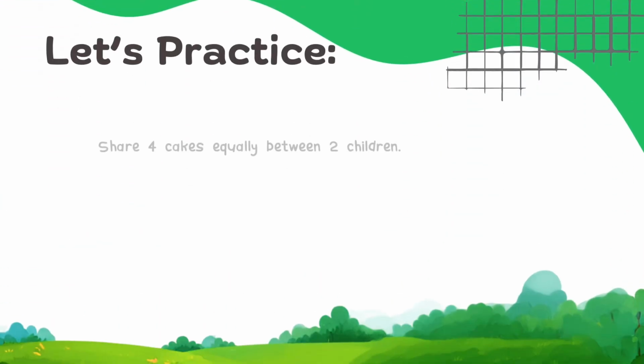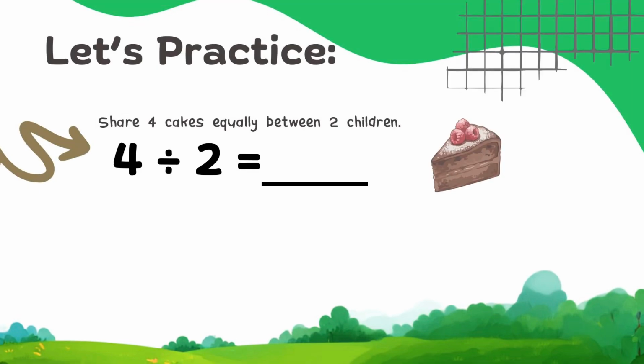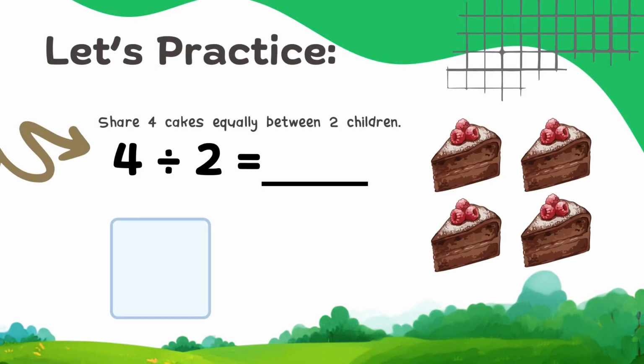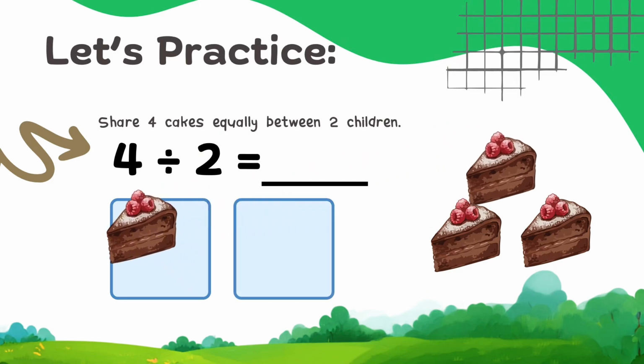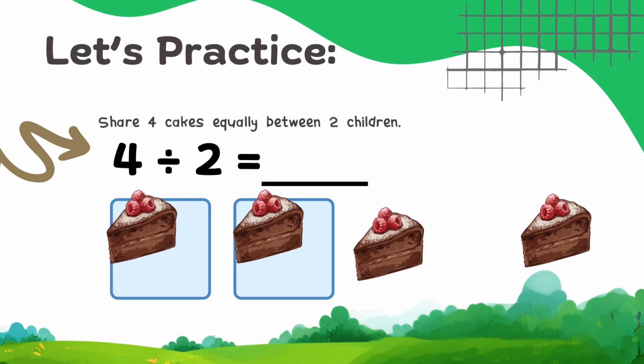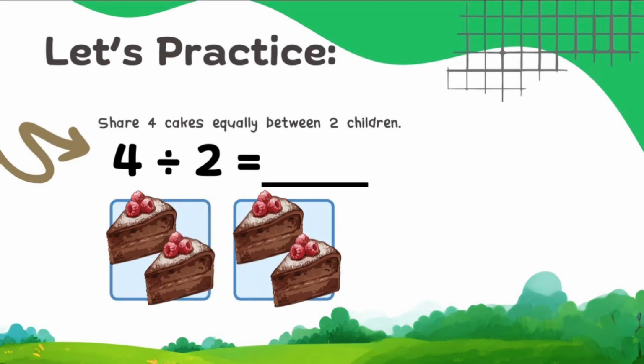Share 4 cakes equally between 2 children. In a division sentence, we write 4 divided by 2 equals. Count the cakes and share them equally. Each box got 2 cakes. So the answer of 4 divided by 2 equals 2.